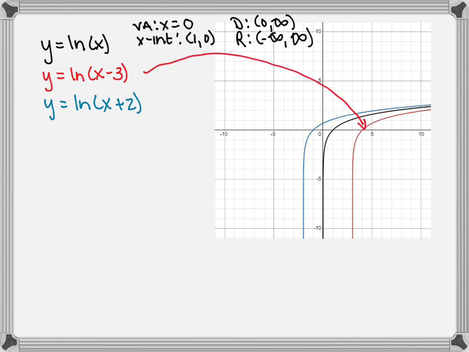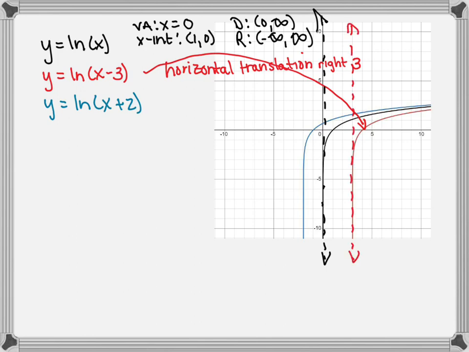In red, we can see the graph of y equals the natural log of x minus 3, which is a horizontal translation or shift right 3 units. And several things will change in terms of attributes. So with the parent function, we could see that there was this vertical asymptote here at x equals 0. But when we shift 3 units, you can see that our red function has a vertical asymptote at x equals 3.